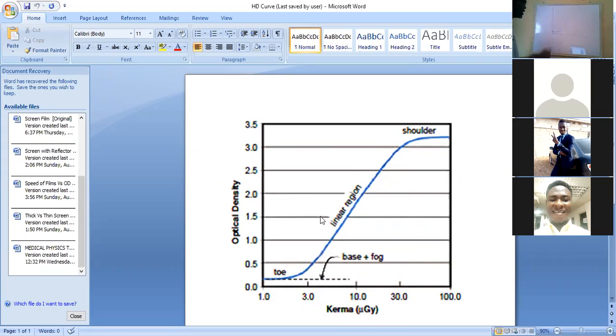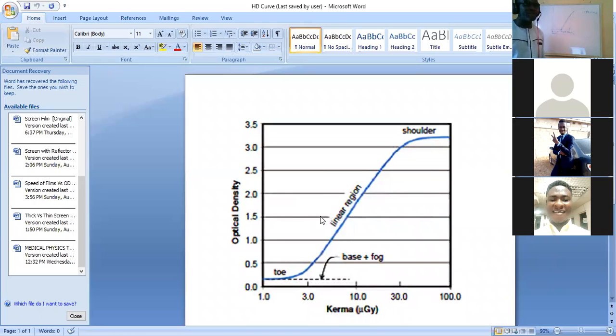And it's such that we measure at a particular OD level of, sorry, of 0.5 plus the fog plus base. We take that point. Then we get here, we measure 1 plus fog plus base. So it is at these two ends that we now get a straight line. We now connect the 2 points and then get the slope of that curve. So the slope, or the gradient of this curve, is going to give us the average gradient or average contrast of that film.